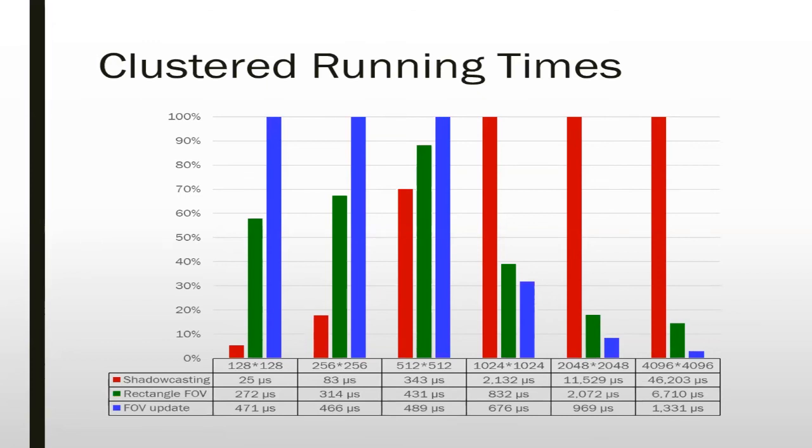Field of vision update has the longest running time at low grid sizes, again due to that per rectangle complexity, but that running time increases at the slowest rate as the grid size increases, and so it ends up being the fastest algorithm by a fair margin as grid size becomes large.